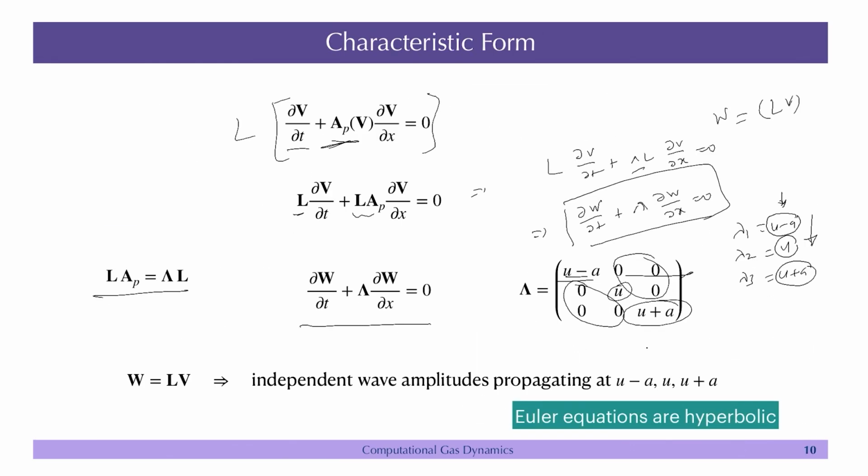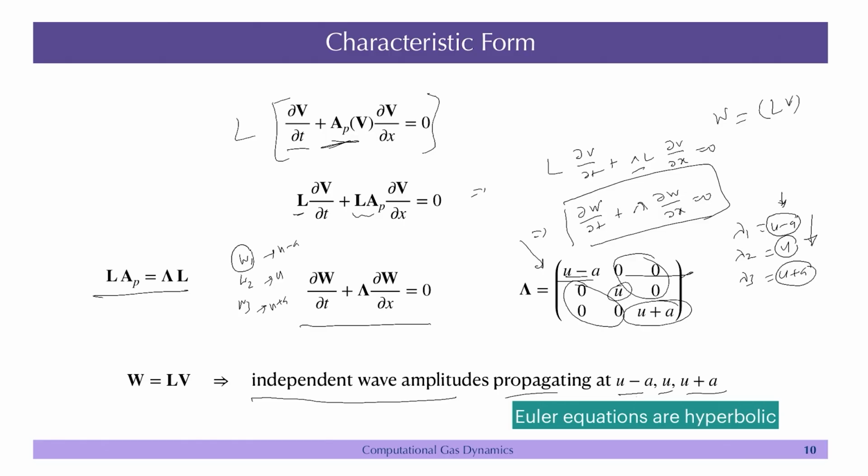So, basically you have this completely decoupled equation, and when it becomes decoupled, then we say these are independent wave amplitudes. If you have W as W1, W2 and W3, they are all propagating at speeds u minus a, u and u plus a. So, W1 propagating at u minus a, W2 at u, and the third at u plus a.